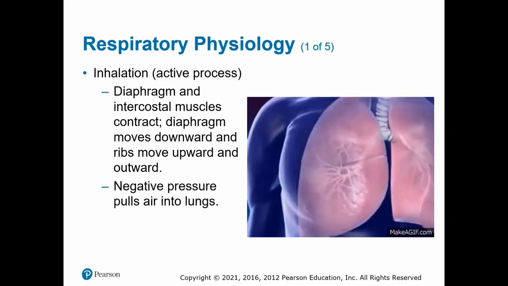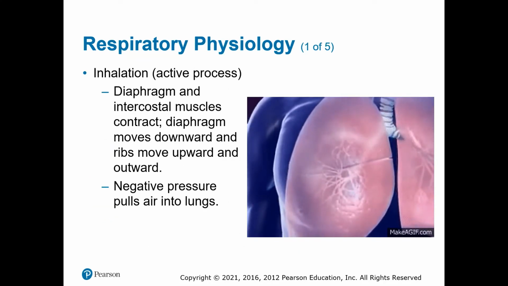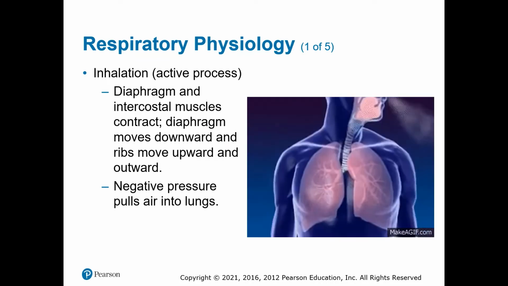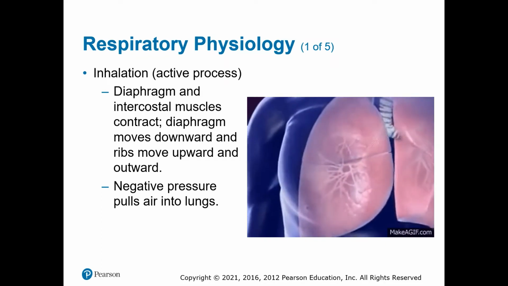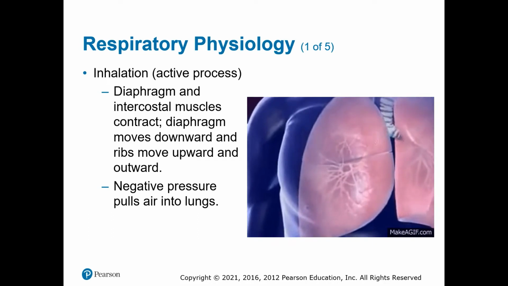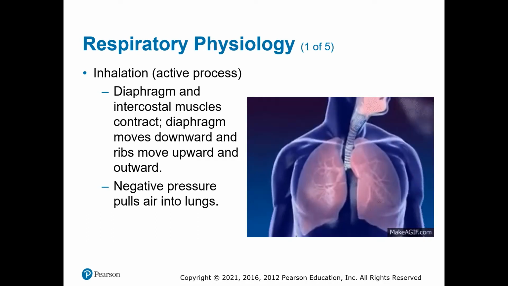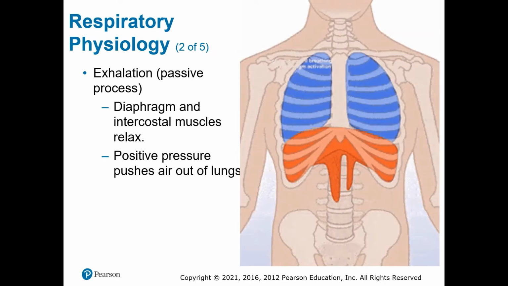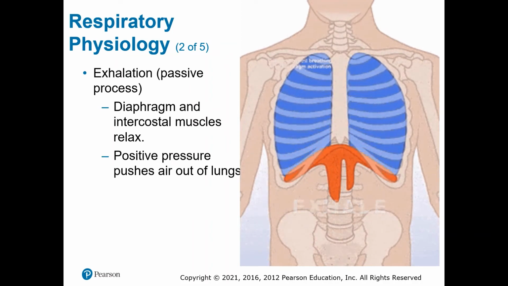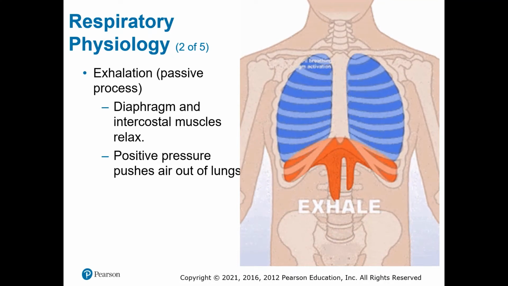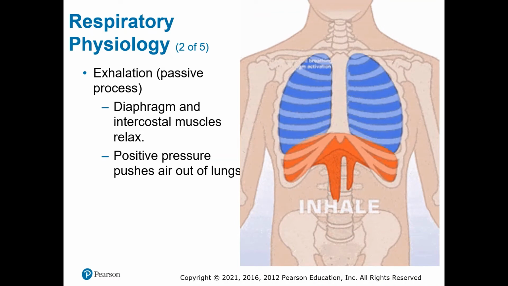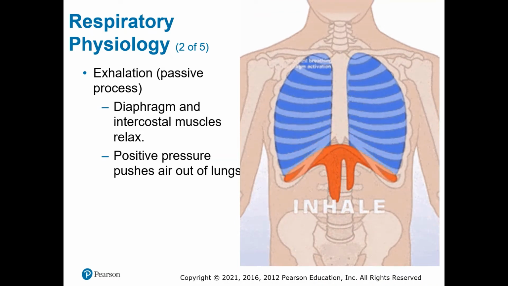Inhalation is an active process. The diaphragm and intercostal muscles contract. The diaphragm moves downward and the ribs move upward and outward to allow air to come in. This is a negative pressure system and it pulls air into the lungs. Exhalation is a passive process where the diaphragm and the intercostal muscles relax. Positive pressure pushes the air out of the system, and this is a positive pressure system.